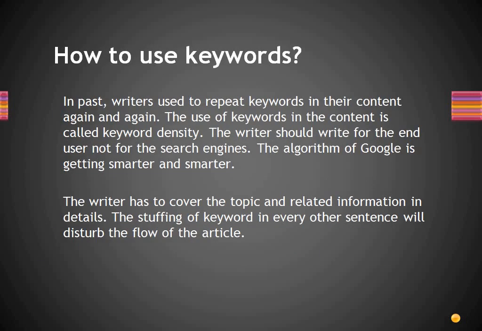How to use keywords. In past, writers used to repeat keywords in their content again and again. The use of keywords in the content is called keyword density. The writer should write for the end user, not for the search engines. The algorithm of Google is getting smarter and smarter. The writer has to cover the topic and related information in details. The stuffing of keyword in every other sentence will disturb the flow of the article.